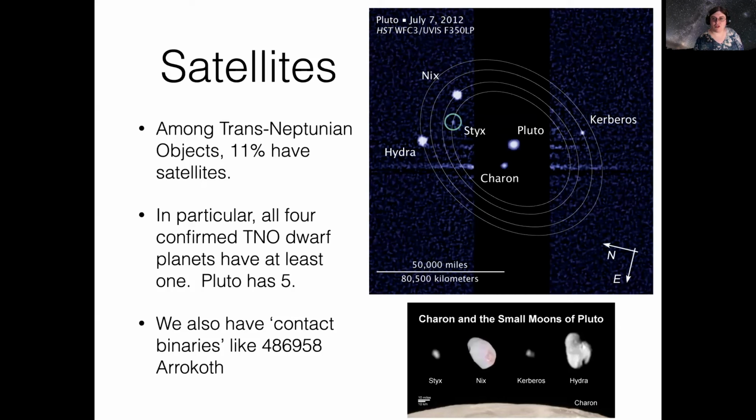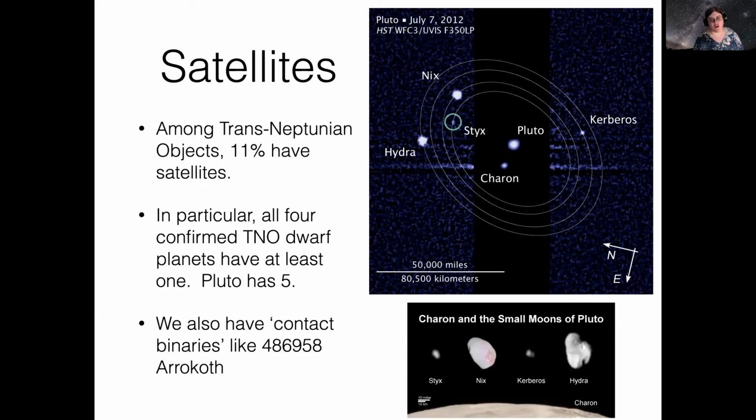11% of trans-Neptunian objects have satellites. And keep in mind, we're only looking at the big ones. We can't see a lot of the small trans-Neptunian objects, but even among the big ones, most of them have satellites. Pluto is not an outlier here. In particular, all of the confirmed dwarf planets have at least one moon.